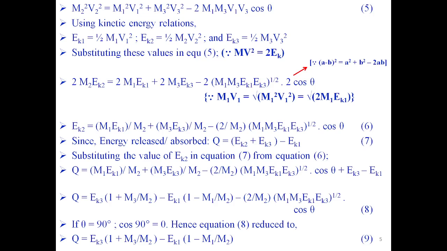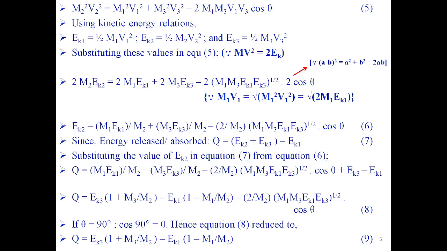We know that the Q value is the difference between the energy of the projectile and the sum of the energies of the recoil nucleus and emerging particles. So the energy released or absorbed, Q, is equal to Ek2 plus Ek3 minus Ek1. Here Ek2 and Ek3 are the energies of the emergent particle and the recoiling nucleus, and Ek1 is the energy of the projectile.